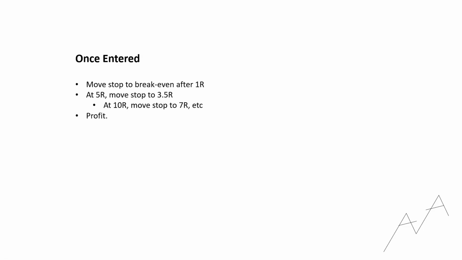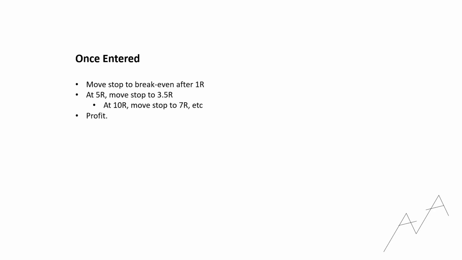Okay, once you've entered, basically you set your stop, which is 1R, right? Which again is either the low of the trigger candle or the low of the entry day, whichever is a tighter stop. Obviously at the time you're entering, it's the low of the entry day, which is only the first 15 minutes of the day, so that's usually a tighter stop. But you move the stop to break even after it hits 1R. So you're protecting break even pretty quickly there.